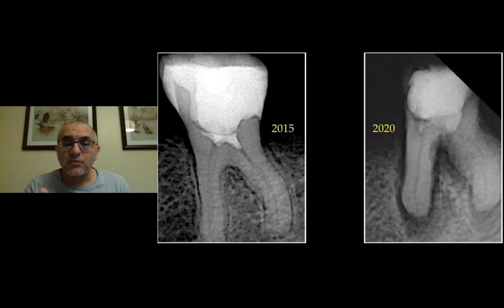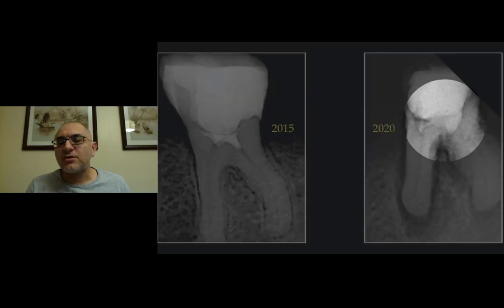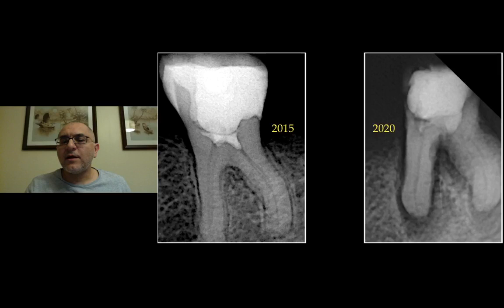Now, this is a case which failed. I'm not saying that all cases succeeded. This actually failed in 2015, and the patient went to another dentist in 2019. The dentist was not a microdentist, was not using a microscope, so he was unable to remove the MTA properly, and during his procedure, he perforated in the furcation, and you can see here. And the reason that she went was because simply the tooth had fractured. There was no pain, but there are obviously radiographic signs of failure in 2020.